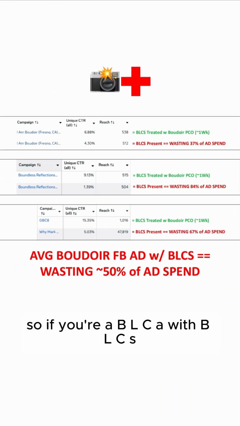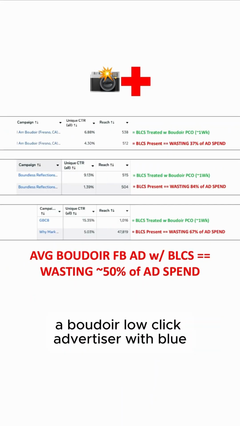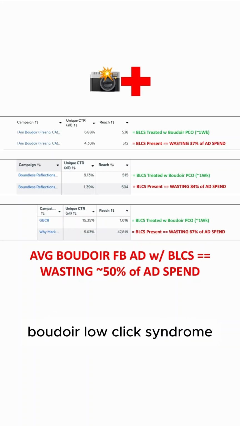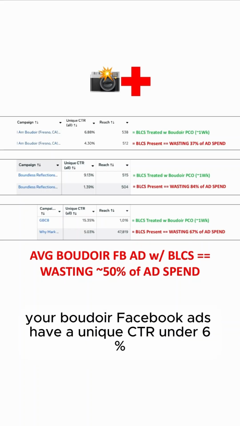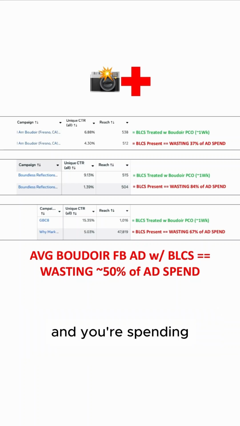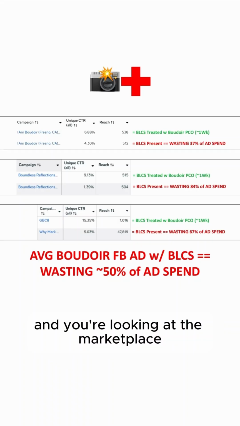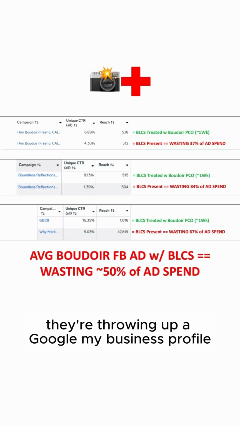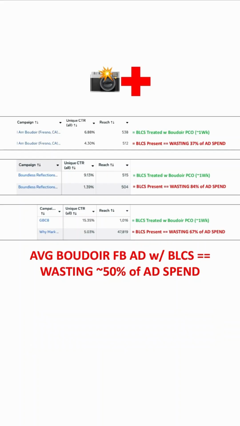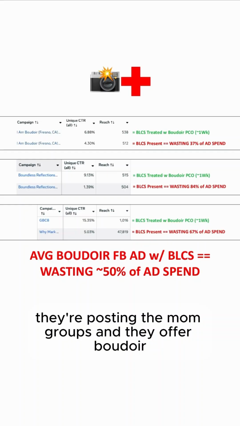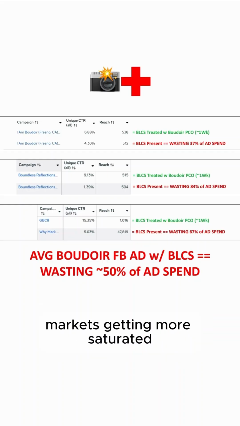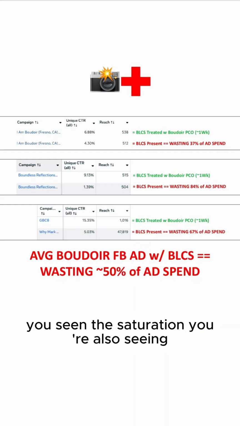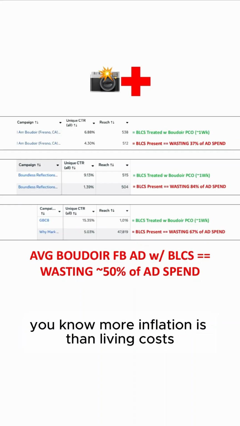So if you're a BLCA with BLCS, a boudoir low-click advertiser with boudoir low-click syndrome, your boudoir Facebook ads have a unique CTR under 6%, and you're spending more than 10 grand a month on boudoir Facebook ads, and you're looking at the marketplace and it's getting more and more saturated. Seems like anytime someone gets a new iPhone, they're throwing up a Google My Business profile saying they offer boudoir. Or anytime someone gets a new camera, they're posting in the mom group saying they offer boudoir. So, market's getting more saturated, more sellers for the same number of buyers. They're becoming more competitive.